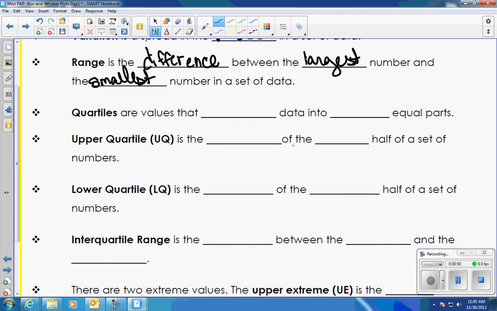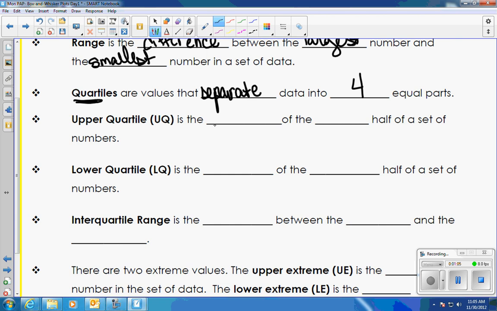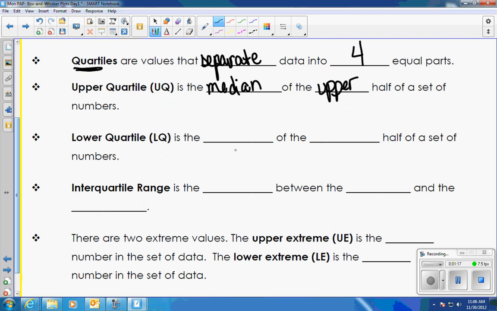Quartiles are values that separate data into four, hence the qua start, four equal parts. The upper quartile is the median of the upper half of a set of numbers. The lower quartile is the median of the lower half of a set of numbers.